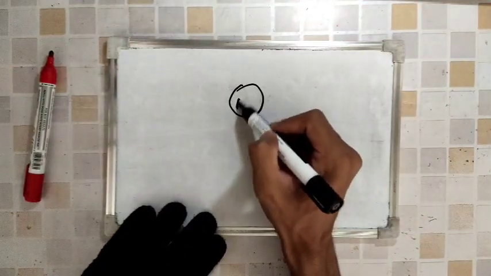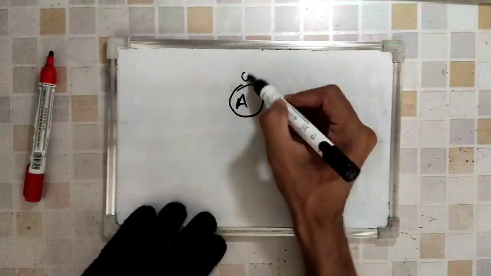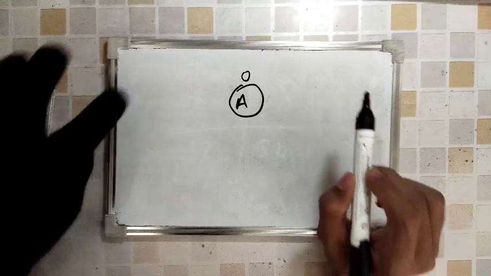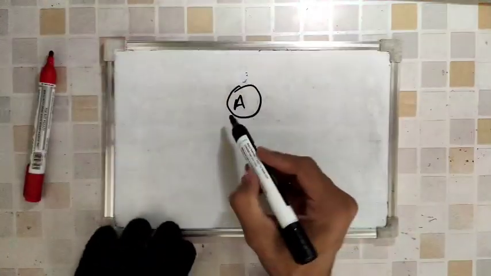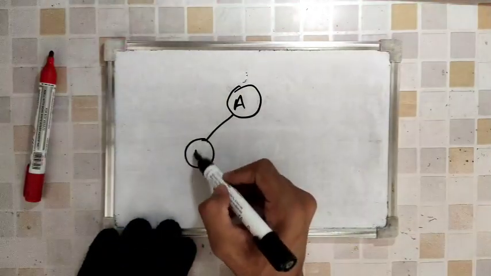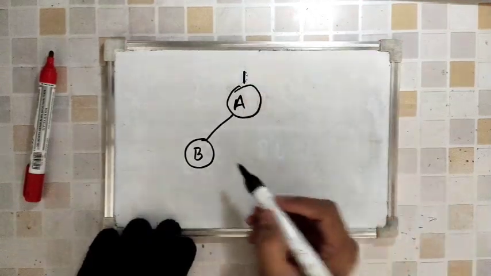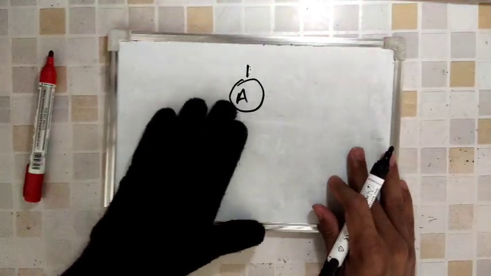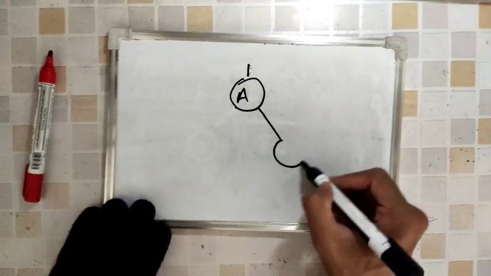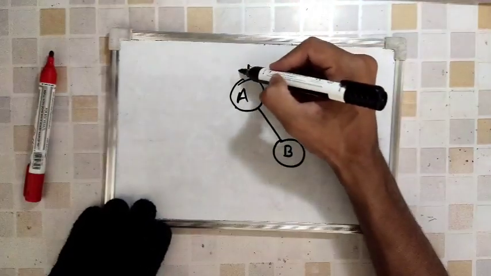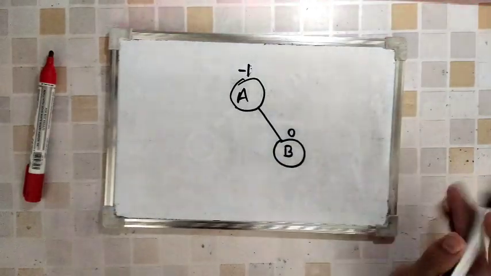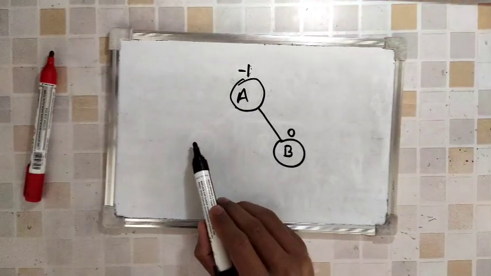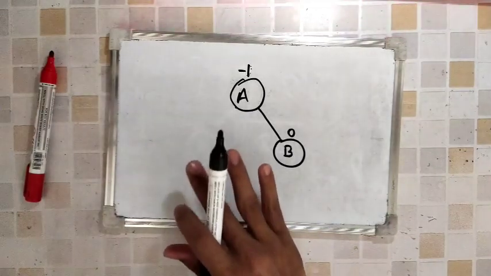Suppose this is a node A. The balance factor of this is 0. If a node does not have any subtree, the balance factor is 0. Suppose it has only a left subtree B, the balance factor becomes 1, and B is 0 because it has no subtree. Suppose it has only a right subtree B, then the balance factor is minus 1, and B remains 0 because it has no children.